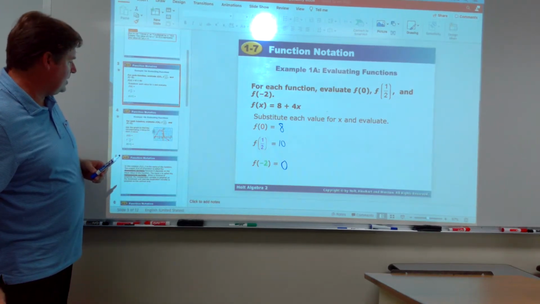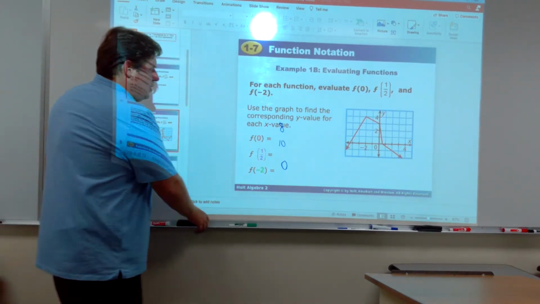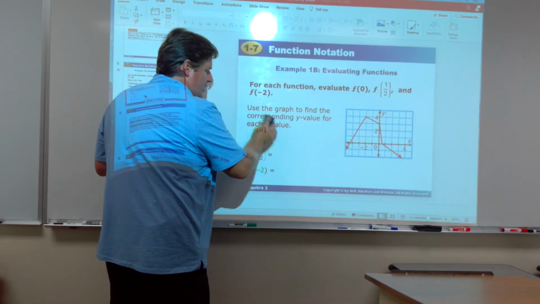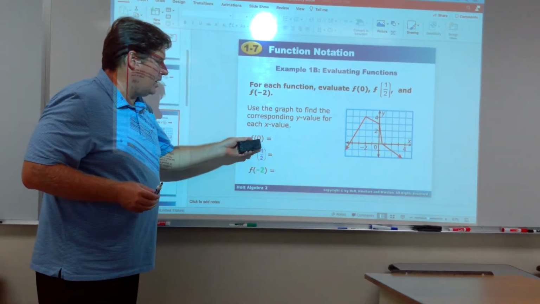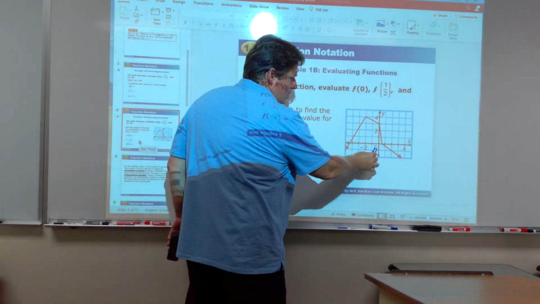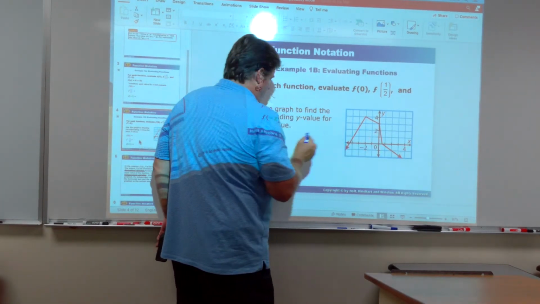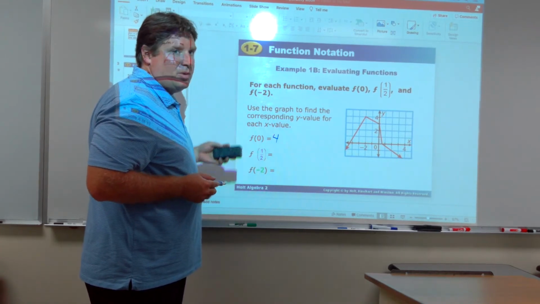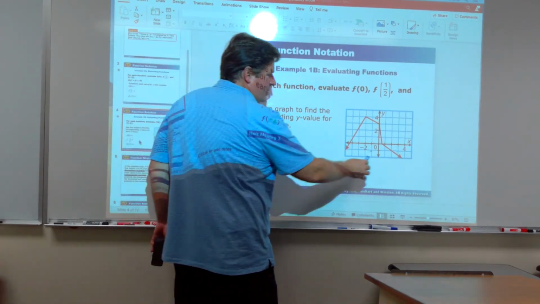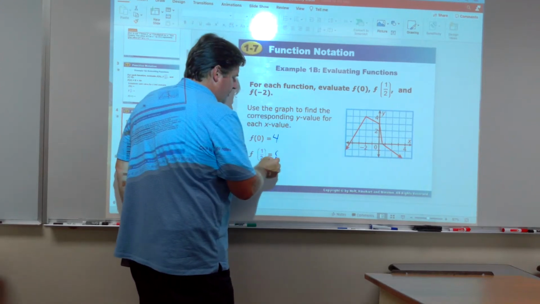All right, let's try that same thing, except now let's try this with a graph. Now we're not actually going to put the value in, but we're going to go to the graph. What's the function value when x is 0? Well, if I go to 0, what's the y value? Well, it's 4. What's f of 1/2? What's the function value when x is 1/2? Well, 1/2 looks like it's right at 0 there.